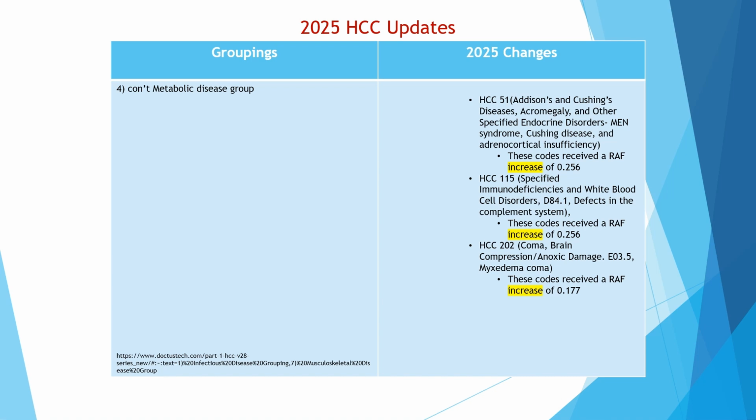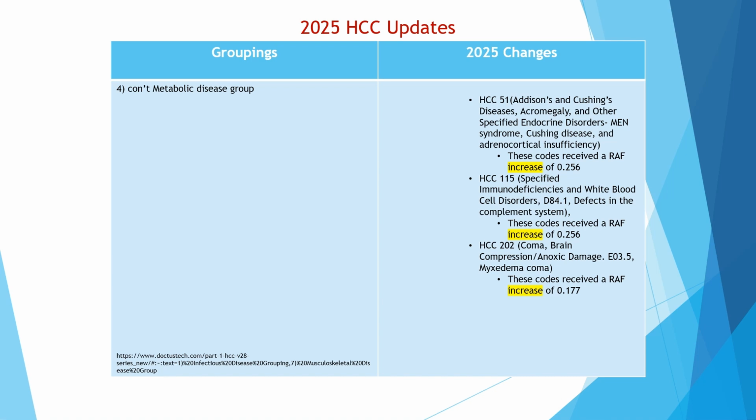0.256. HCC 115, specified immunodeficiencies and white blood cell disorders, D84.1, defects in the complement system. These codes received a RAF increase of 0.256. HCC 202, coma, brain compression/anoxic damage.